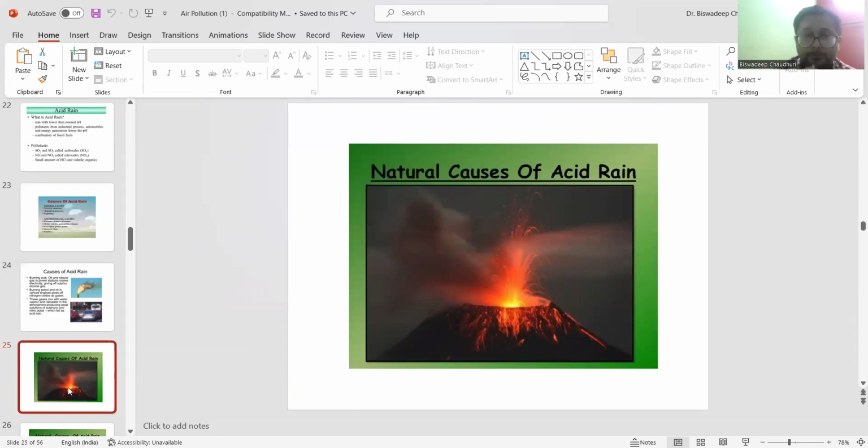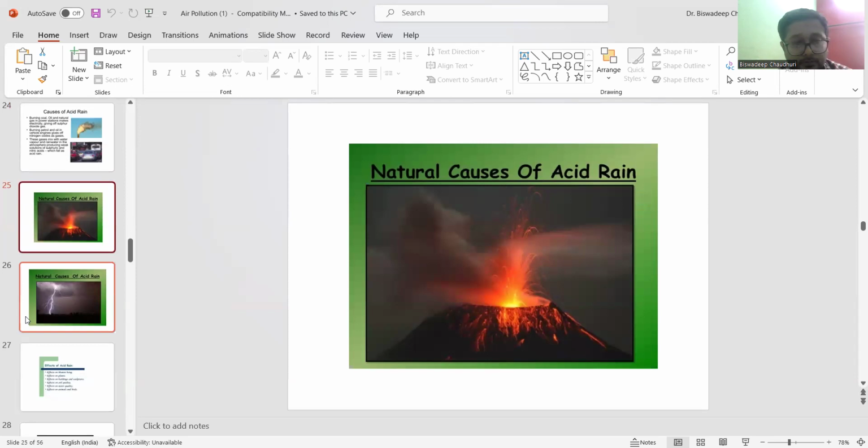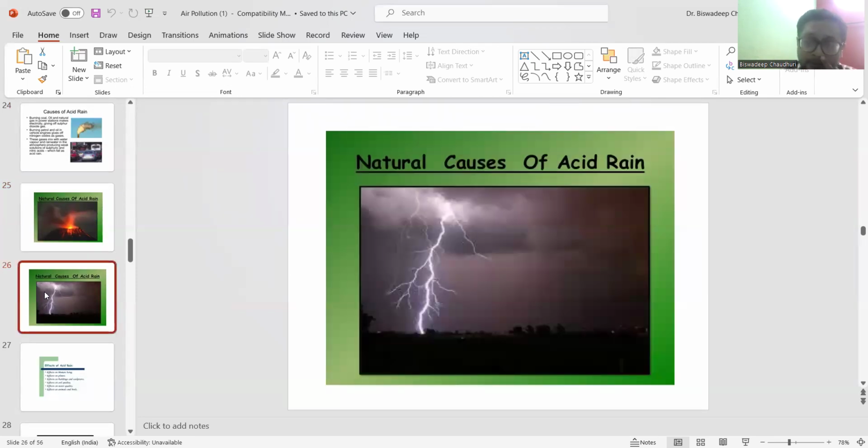However, it is one example of natural causes of acid rain, volcanic eruption, as I told you before. But the amount of this pollution is very, very little. But it is still there to some extent in the world. It is lightning. As I told you before, lightning or thunderstorm creates a photochemical reaction by which some amount of poisonous gases can be created, which later on produces acid rain.